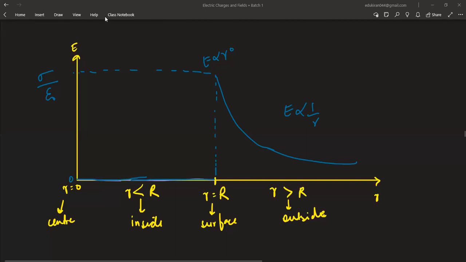Yes, class. So this completes the chapter. Now in the next class, we'll start with electric potential and capacitance. So you all can leave. Any doubts if you have, you can ask. Otherwise, we'll start the next chapter in the next class.